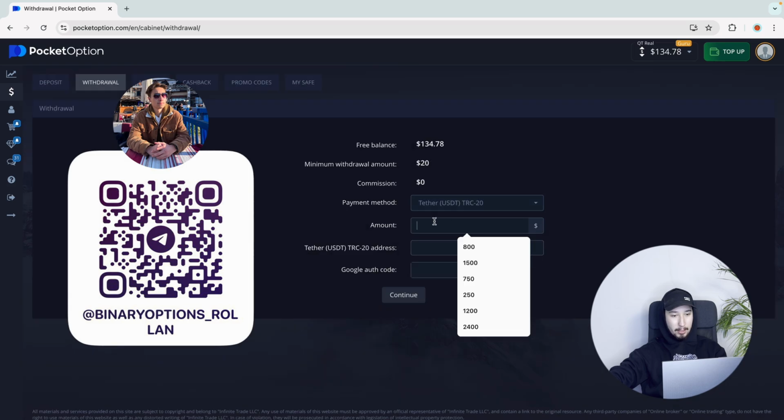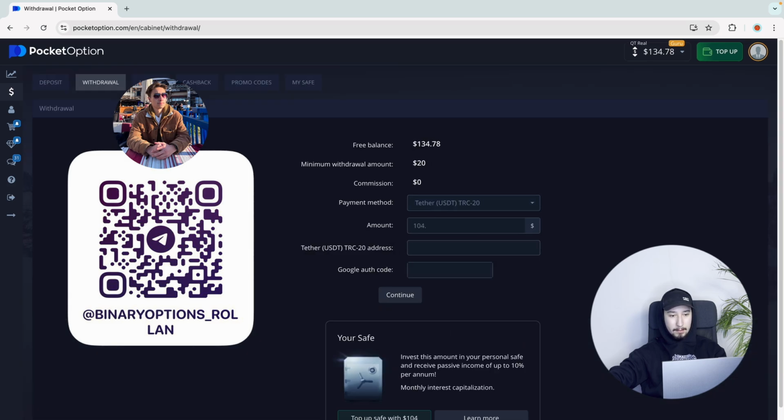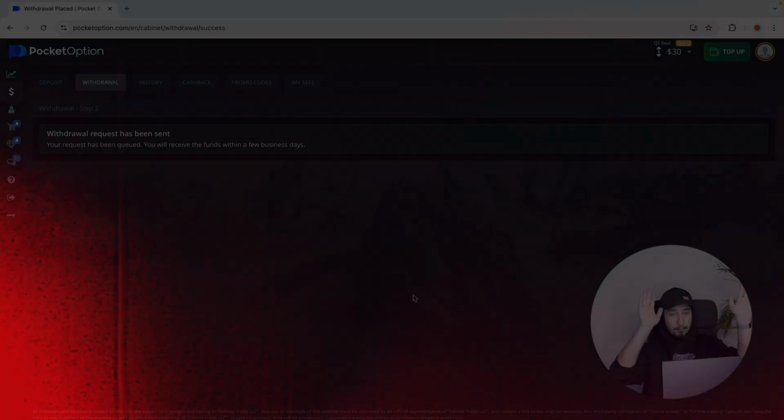Today's profit will be $104.10, of course, in a quarter. Don't forget about a quarter, right? Right. Okay, continue button, and yeah, the transaction is done.